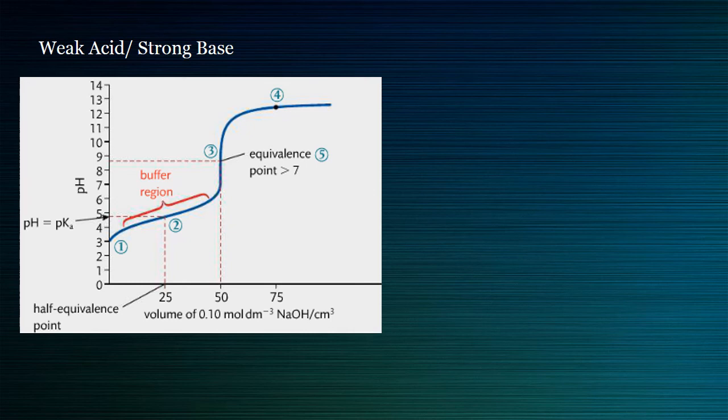What if we have a weak acid and a strong base? So that is if we have CH3COOH and NaOH. And that's going to give us NaCH3COO plus H2O. So as you can see, the graph is a little bit different than if it was a strong and a strong.